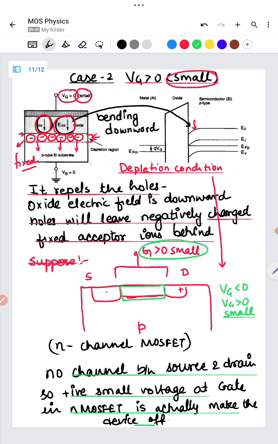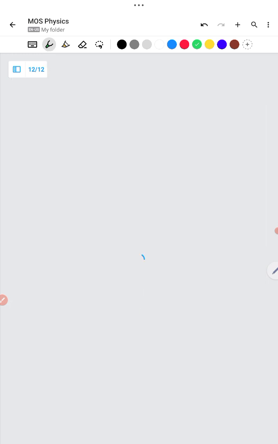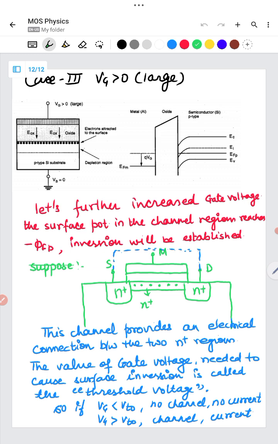Now let's consider the third case, which is VG greater than 0 but large. When you apply a VG which is greater than 0, also large, again the electric field direction in the oxide is towards the downside. Why? Because this is positive and this is 0. So definitely the electric field direction will be like this. If the electric field direction is like this, the bending will be even more than the previous case.